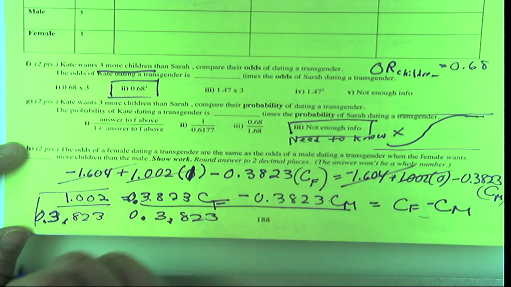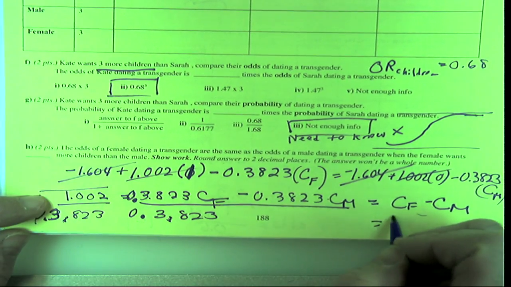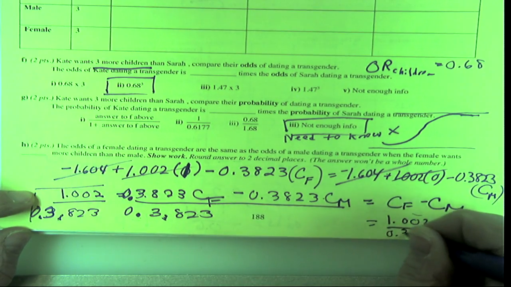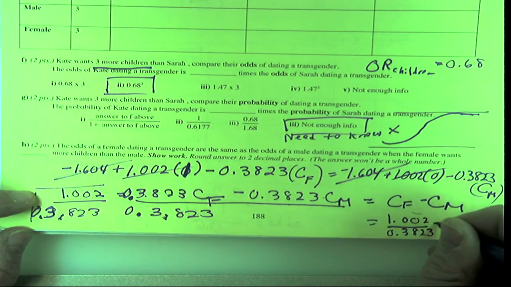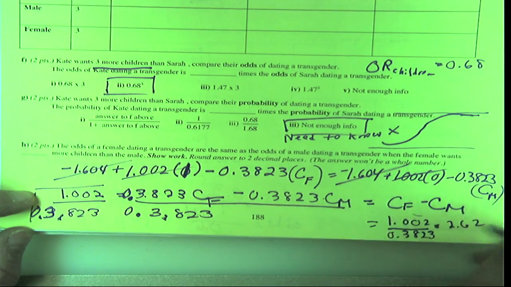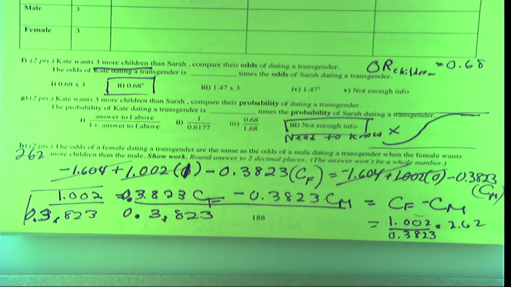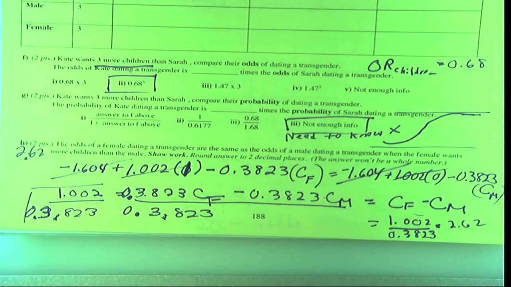So that's equal to 1.002 over 0.3823, which is equal to 2.62. I'm sorry I'm making it messy, and sorry for all these decimal places. It's just because we're using this real data. I should round it for you guys. Any questions on that?